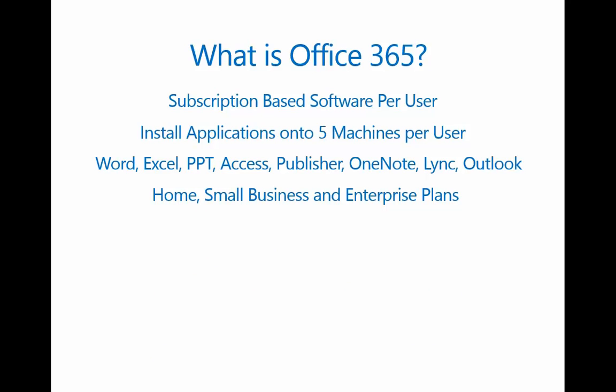A couple of different steps in the plan. So there's a home level plan which is useful for those that want to get the latest versions of Office on their home machine, and that's a direct licensing and billing model directly with Microsoft. The small business and enterprise plans are available locally through Telstra, who is a billing agent.